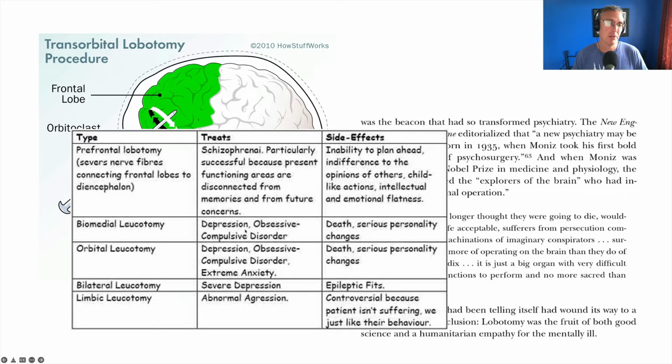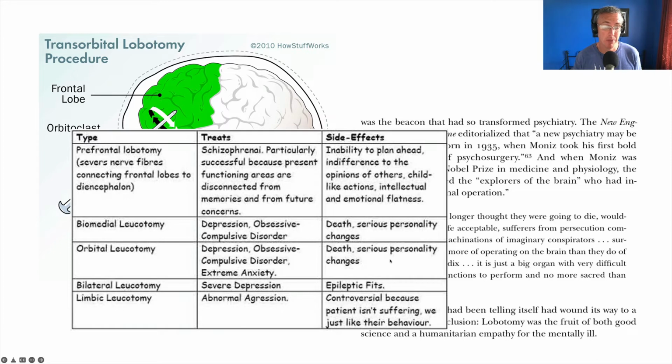In other cases, people agreed to these procedures because they were suicidal or depressed or whatnot. Prefrontal lobotomy was a very common one. And this is the one we learned a lot about the frontal lobes from. Okay. So first of all, these were people often with schizophrenia, particularly successful because present functioning areas are disconnected from memories and from future concerns. So there is no doubt when you do this to people, they become very present in the present. So this idea of the memory of the past and the future are largely lost.